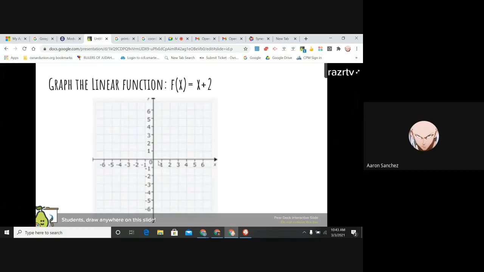Okay. Graph the linear function f of x equals x plus 2. So on the test, we're going to have to be able to graph functions. There's going to be multiple choice. You're going to have to select which one's the function or not. So go ahead and try to graph that.